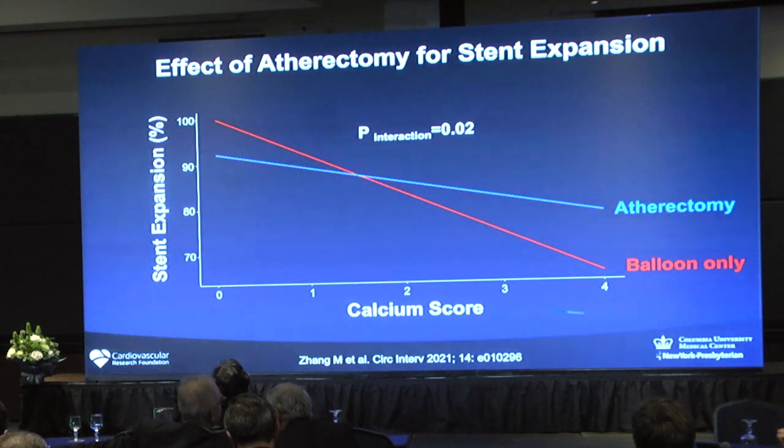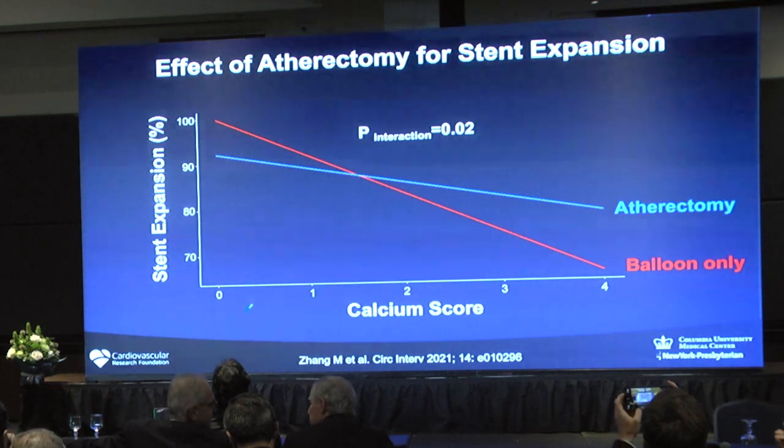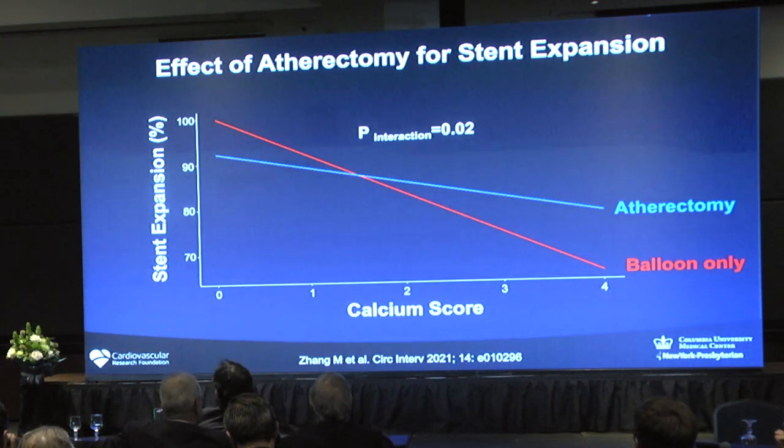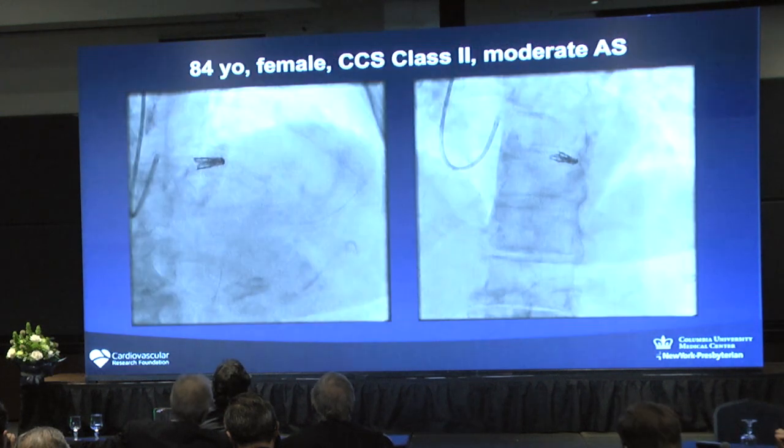And there is a very clear interaction between the calcium score and the stent expansion in relation to atherectomy. If the calcium score is high, using atherectomy makes perfect sense, you get good expansion. But if the calcium score is low, it doesn't make much sense because you don't see any difference. So prediction is very important to decide when to use the rotablator. But it is actually difficult to start the case.